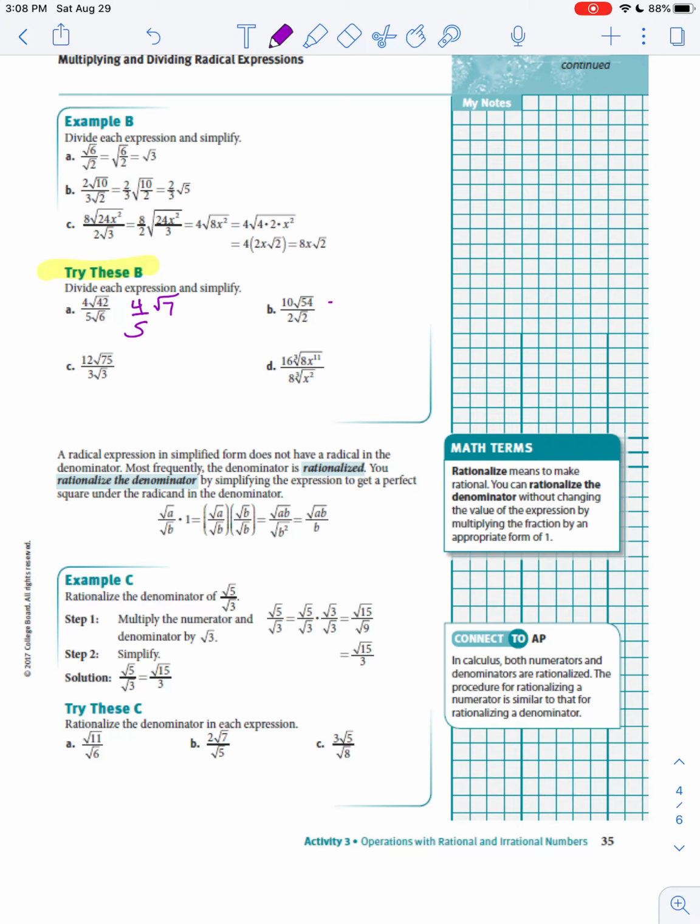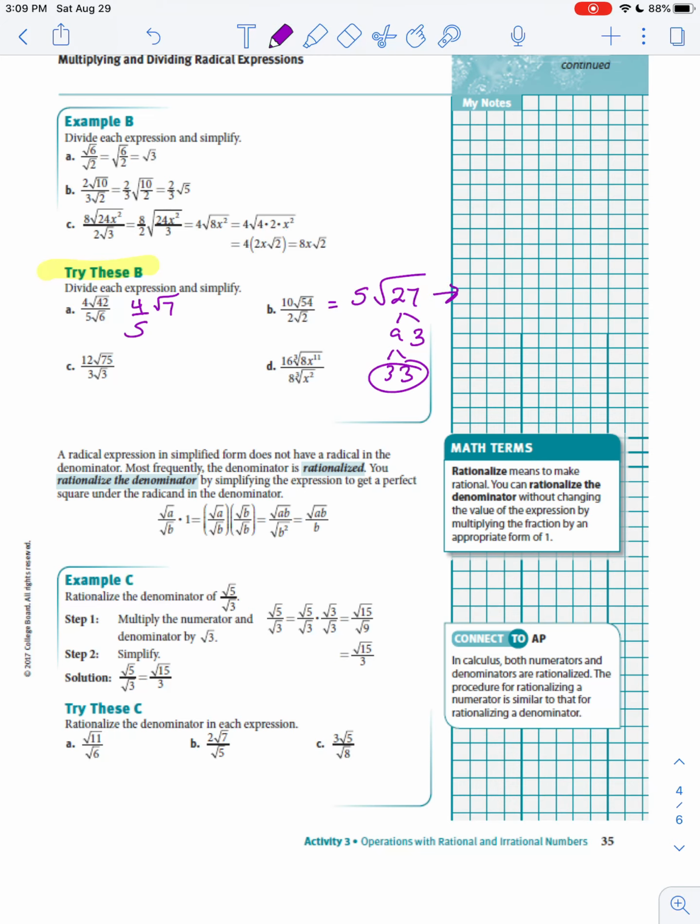So this time 10 does divide by 2, so that's 5. And then root 54 also divides by the root 2 to make a root 27. However, we do need to simplify. So let's do this one short form. I know 27 is 9 times 3. And I know the square root of 9 is 3.